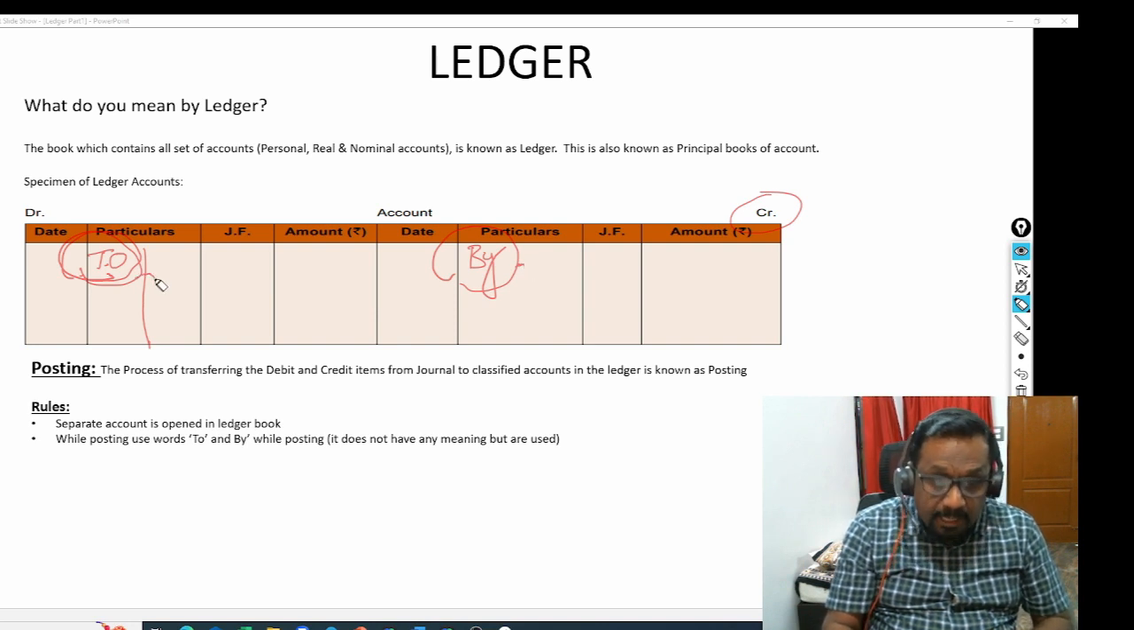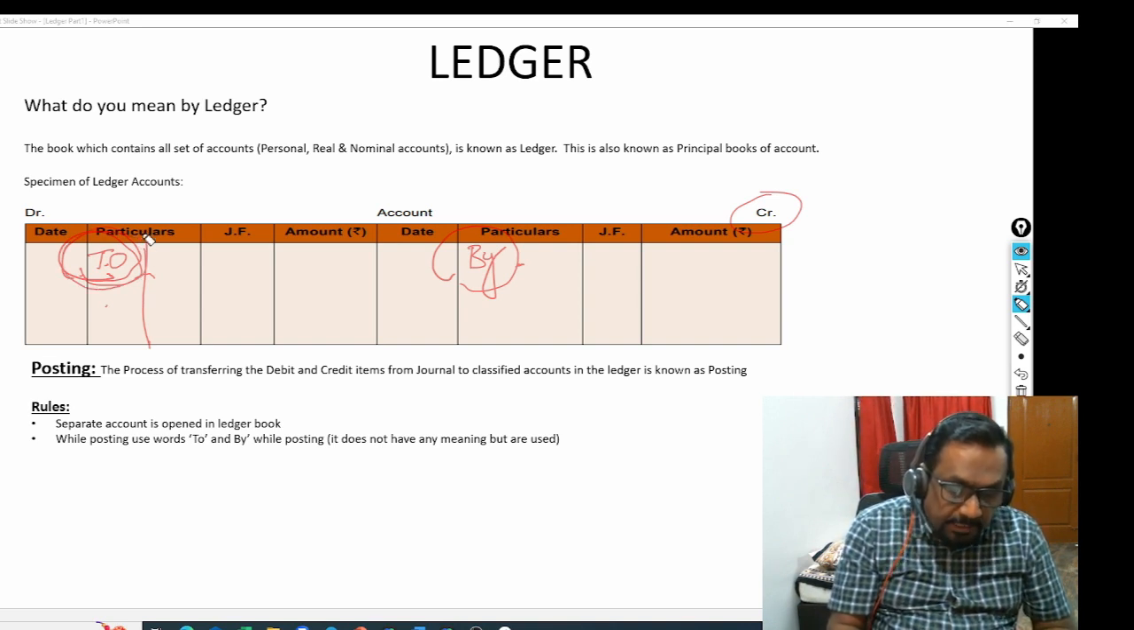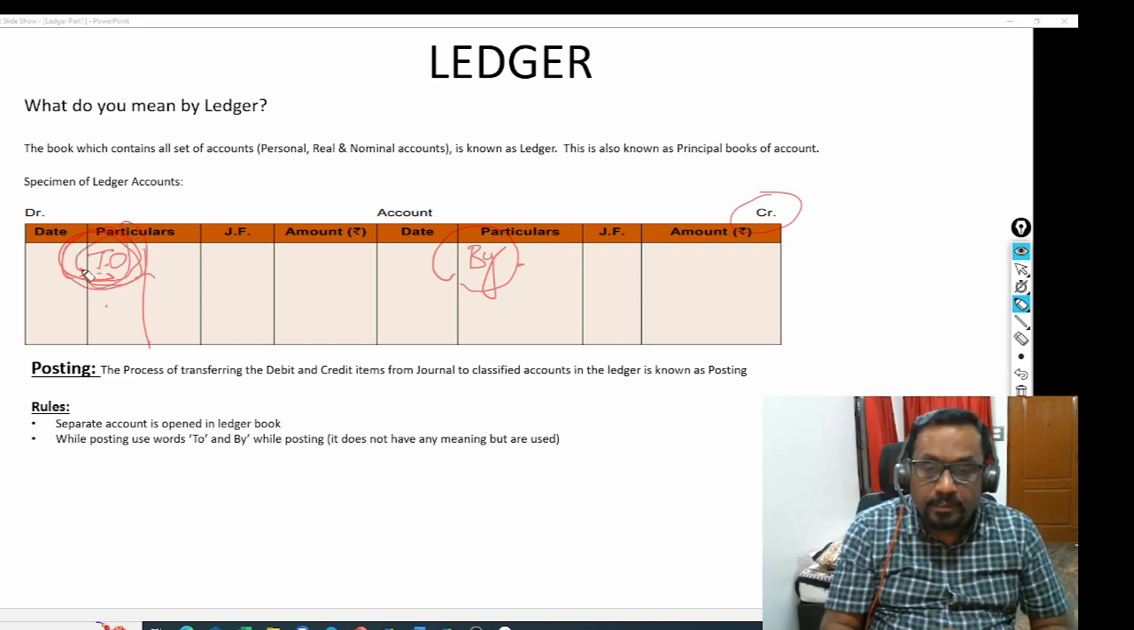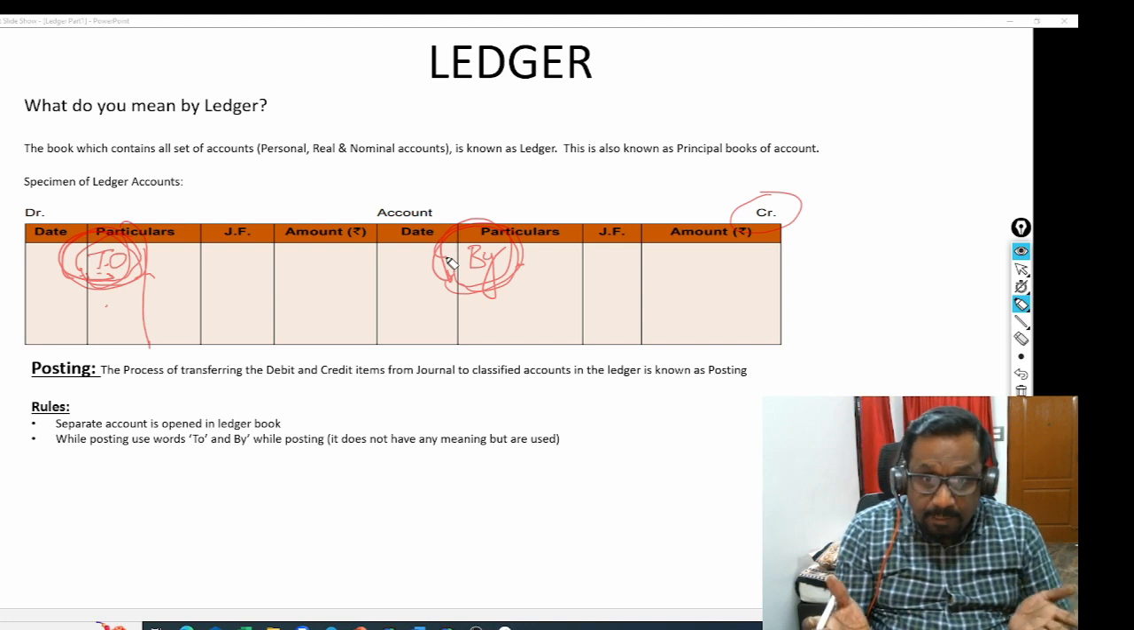How to post here, what to write, all that I am going to explain. But for the time being, what you need to understand is, if I am posting something in the debit side, I have to use the word "to". If I am posting something in the credit side, I have to use the word "by". Is there any meaning? There is no meaning. So these two things have to be remembered.